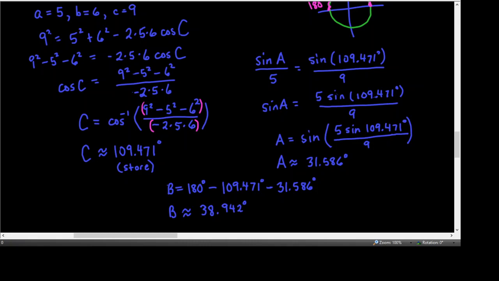degrees. Okay. So after finding C, we could have found B first using the law of sines and then found A using subtraction from 180. The answers won't change. It's just a choice that you have as to which one you want to find first.